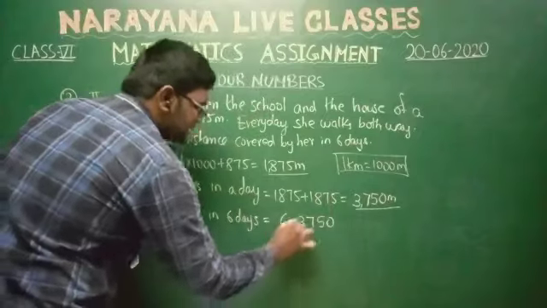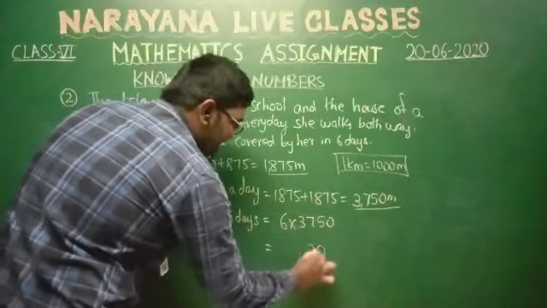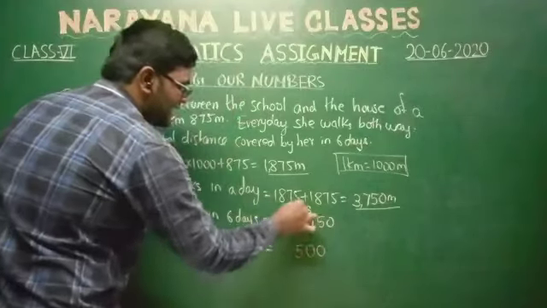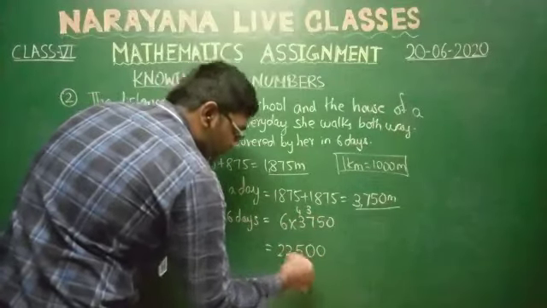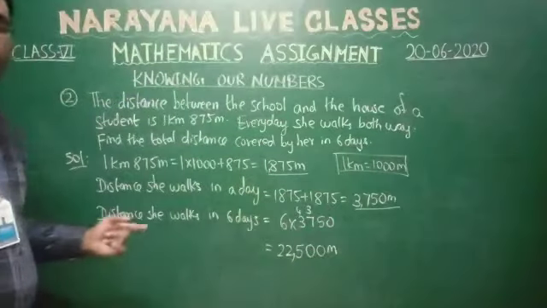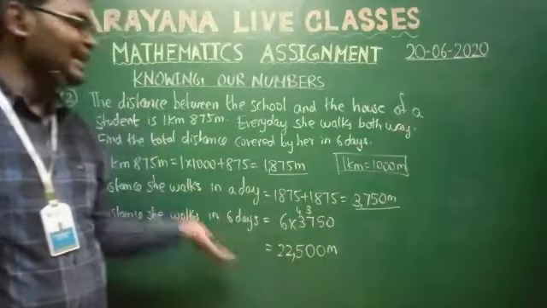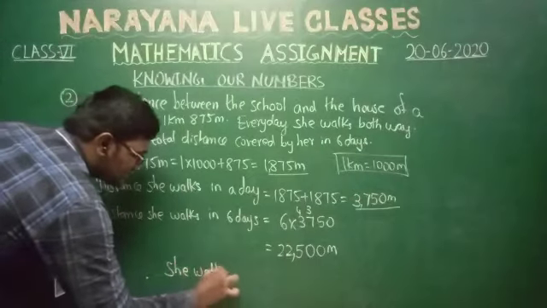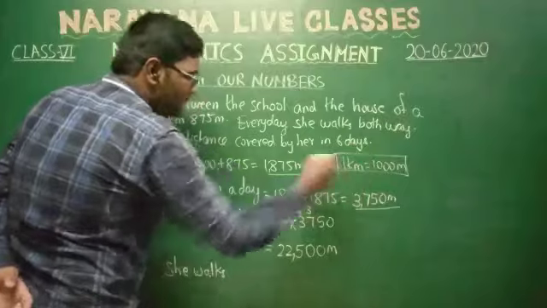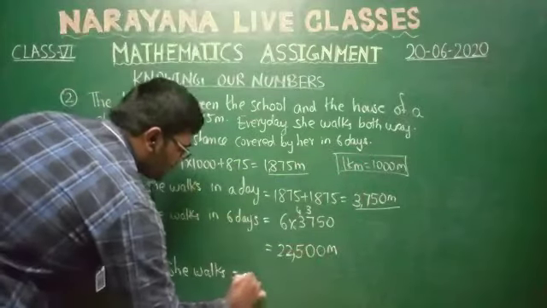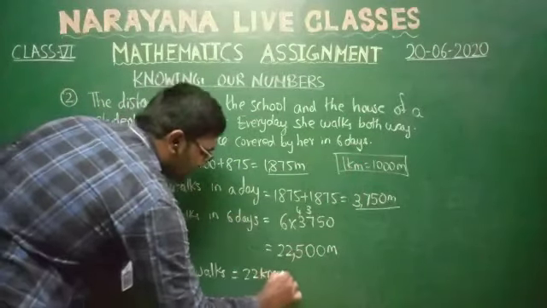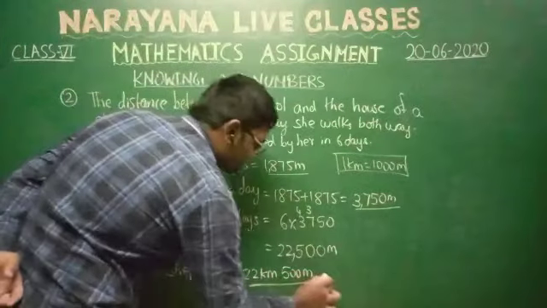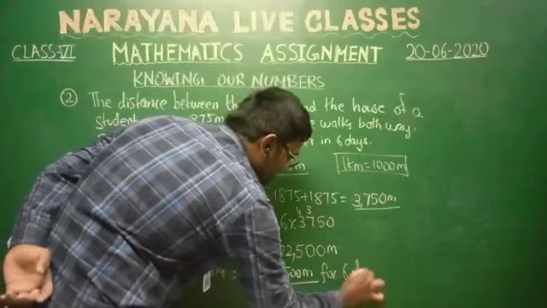So multiply by 6. 6 into 0 is 0. 6 5s are 30. 6 7s are 42, plus 3 is 45. 6 3s are 18, 18 plus 4 is 22. 22,500 meter. 22,500 meters she is walking. Again I want to convert it to kilometer. 1 meter is equal to 1 by 1000 kilometer. So you will get 22 kilometer 500 meter for the 6 days.